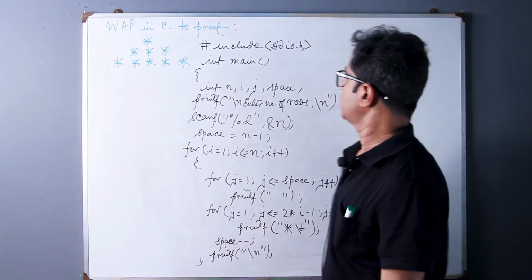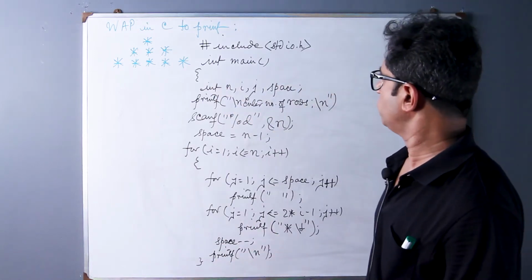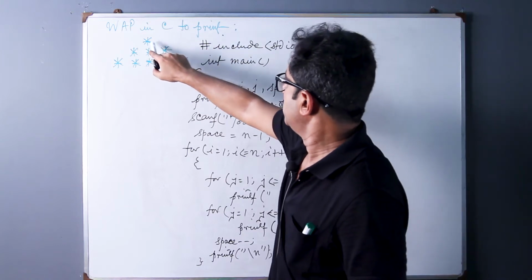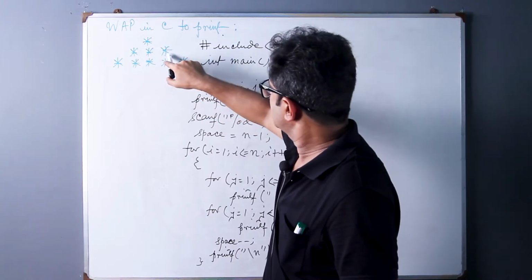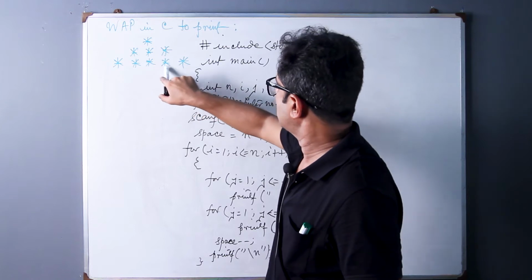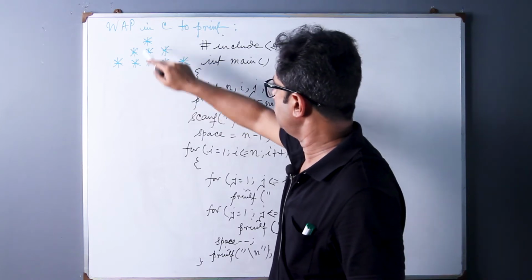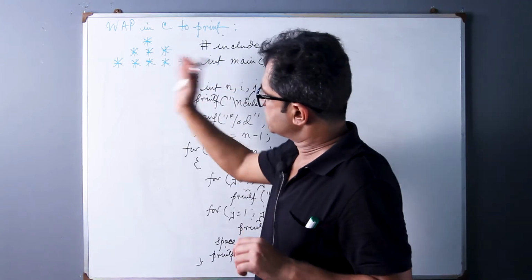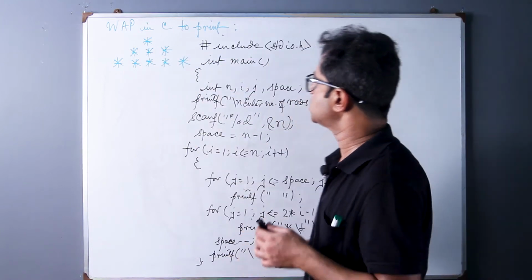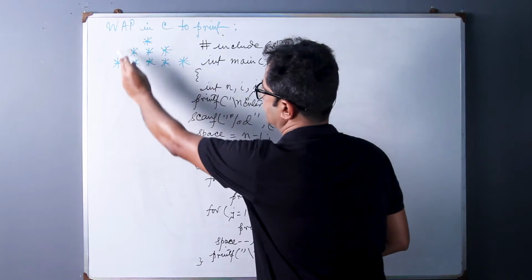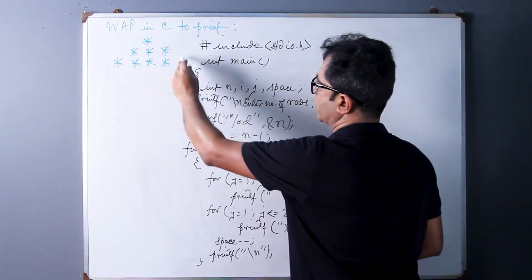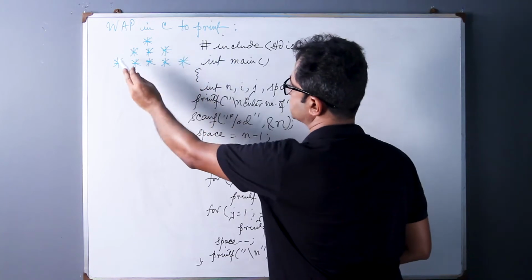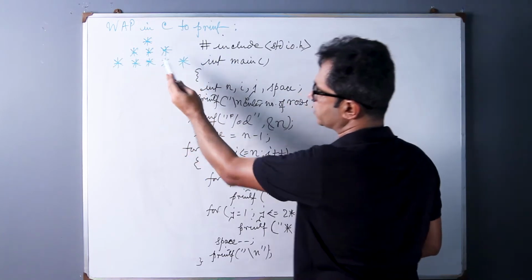Hello friends, today we are going to describe a program which prints the pattern in this manner, that is 1 star, followed by 3 stars in the second line, and then 5 stars in the third line and so on. We have printed this sort of pattern in a left justified manner in some previous videos, but in this video we are going to print this pattern in a center justified manner.